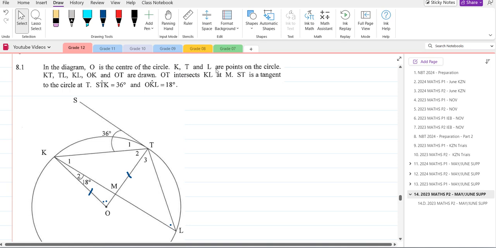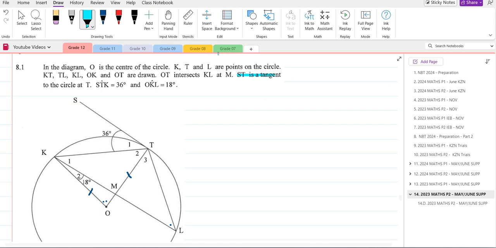K, T and L are points on the circumference of the circle. KT, TL, KL, OK and OT are drawn. OT intersects KL at M. ST is a tangent. That's what we're looking for. ST is a tangent. Right, STK is 36 degrees.